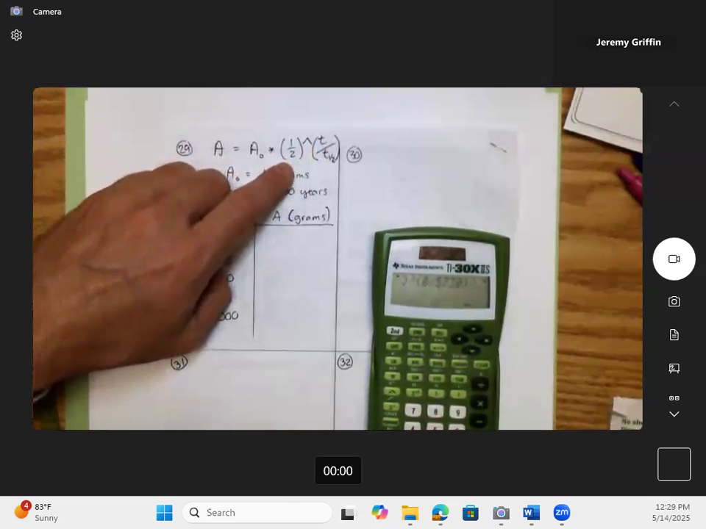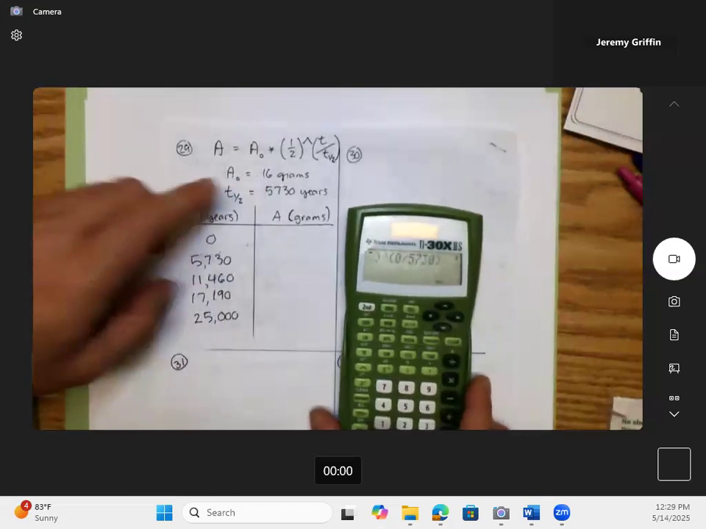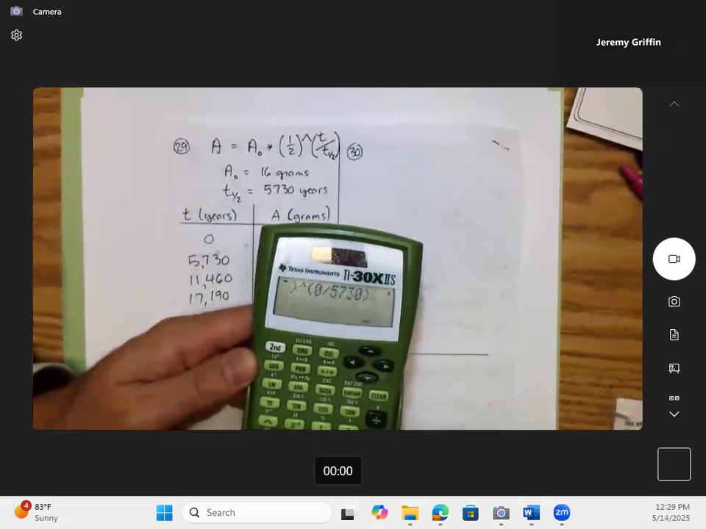What is 1/2 to the power of 0? And don't say 0. 1. It would be 1, wouldn't it? Okay. And 1 times 16 must be. So when you hit enter on this calculator, if you plugged in everything right, it has to say what?